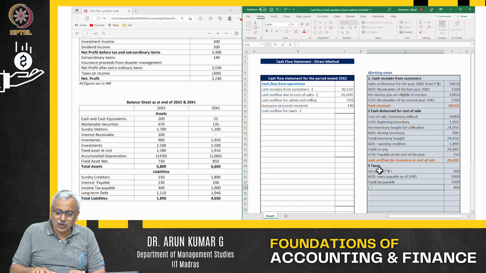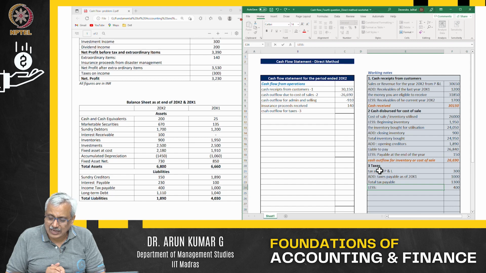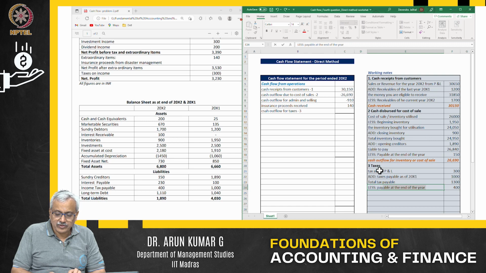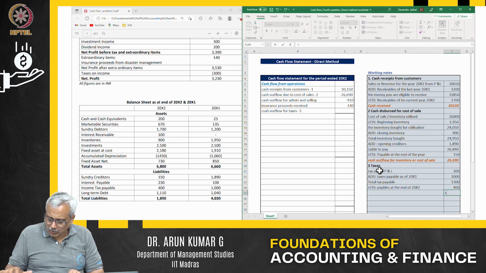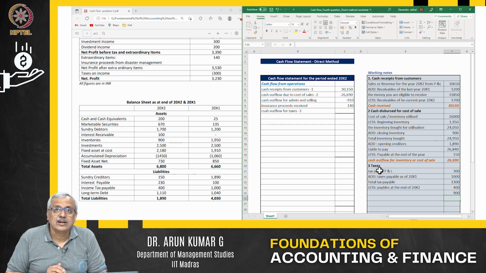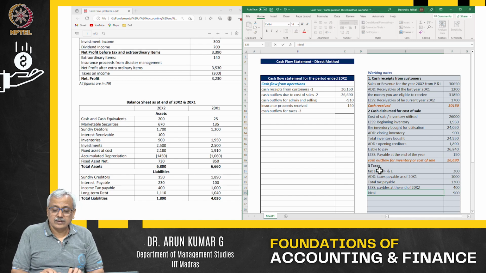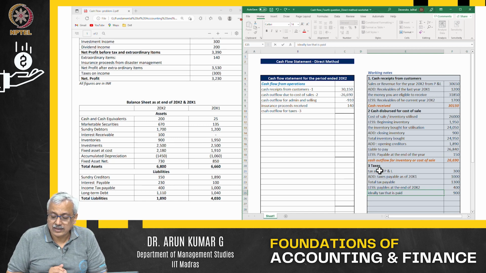So, what is the amount that you have paid? The amount that I paid is total tax payable minus the amount yet to be paid. That is payables at the end of 20x2, which is 400. So, the total amount paid on tax is 900. Ideally, the tax that is paid is 900. Why do I say ideally, sir? That is the amount of tax that is paid, 900, agreed.